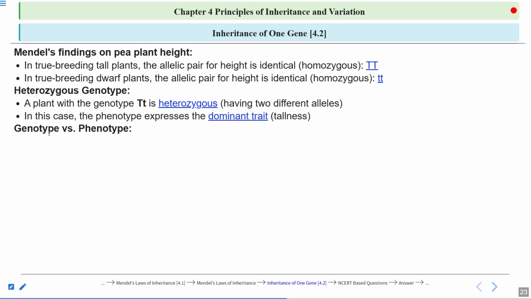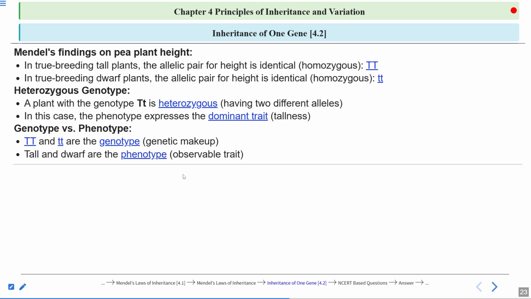Now let's understand what is genotype and phenotype. Capital T and small t are the genotype, meaning the genetic makeup of any individual. This genetic makeup is known as genotype. And the observable trait is known as the phenotype. So tall and dwarf are the phenotype, the trait which you can observe. You can observe the plants are tall or dwarfed. This is known as the phenotype.